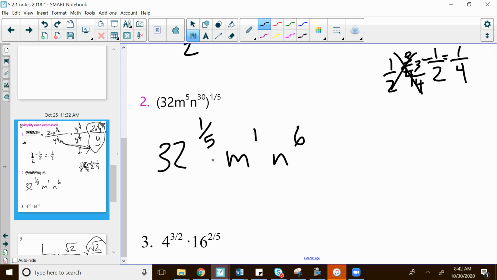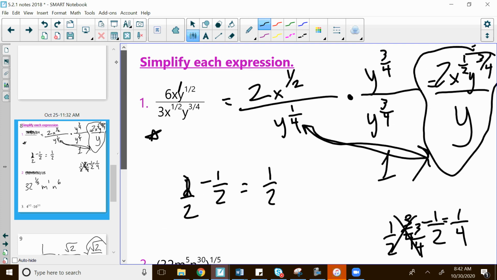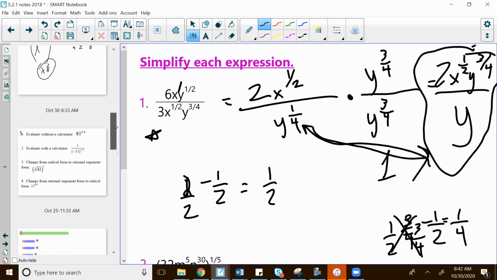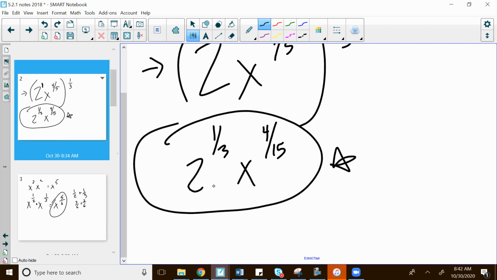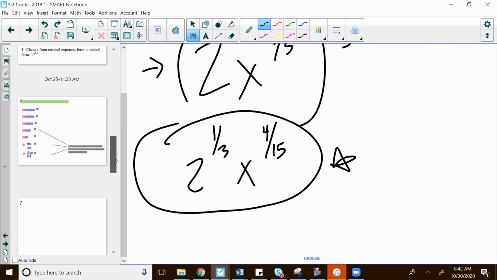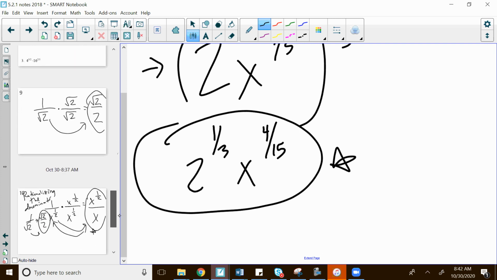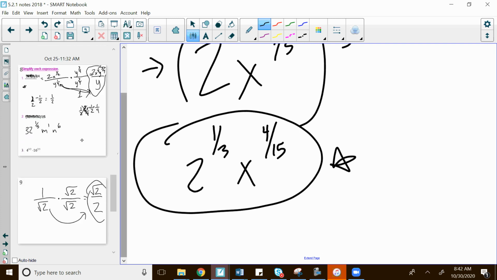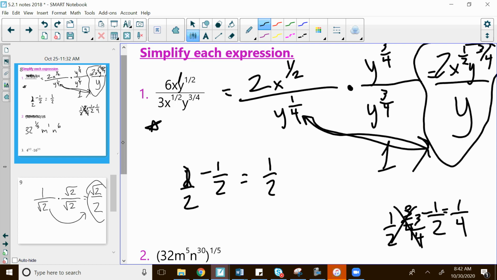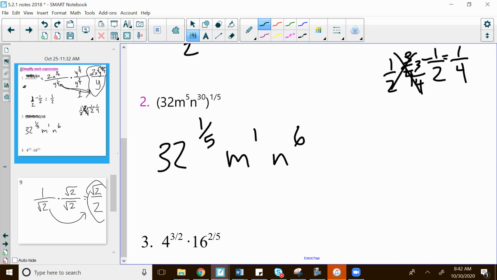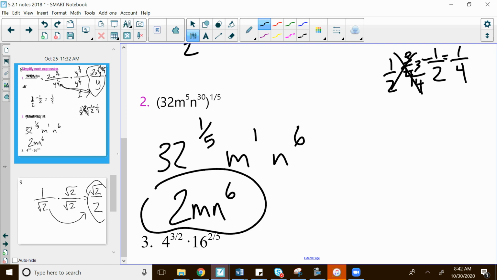Now the difference between this right here and the last page: 2 to the 1/3 we just left. Why? Because that's ugly. 2 to the 1/3 power is super ugly. But if you notice, 32 to the 1/5, I want you to look at your x to the 5ths on that little chart we made the other day. 32 to the 1/5 power is actually 2. So we have 2mn to the 6th, right?